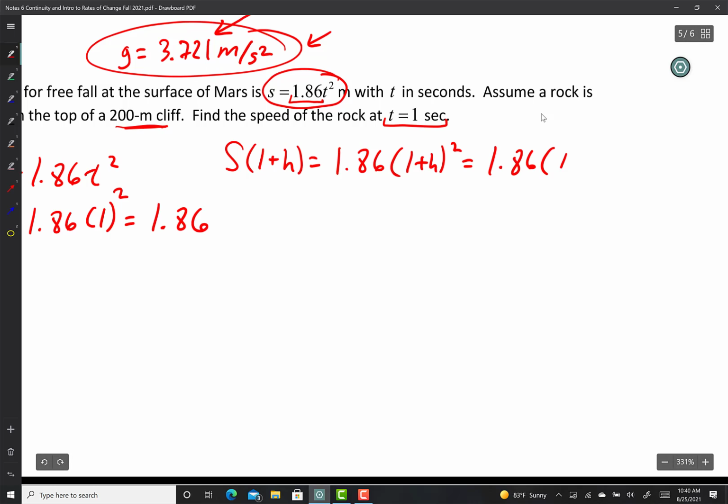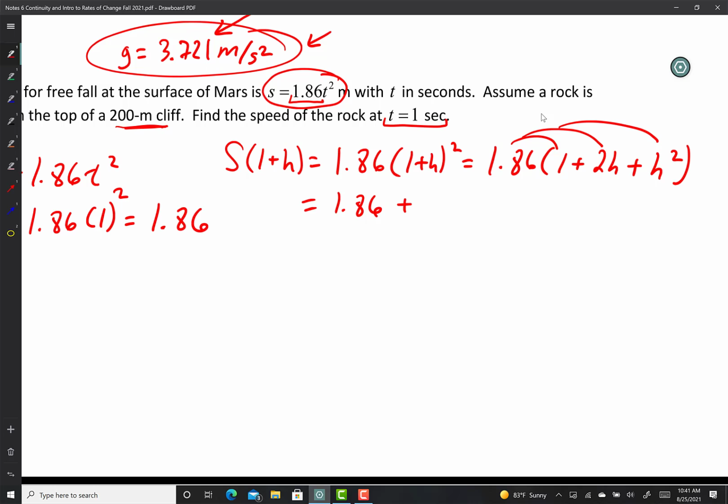1.86, 1 times 1 is 1. 1.86 times, 1 times h is 1h, but you're going to have 2 of those, so 2h. And then h times h is h squared. I'm going to distribute that 1.86. So 1.86, and I bet you that double 1.86 is 3.7 plus... what's 1.86 times 2? 3.72? Yeah.